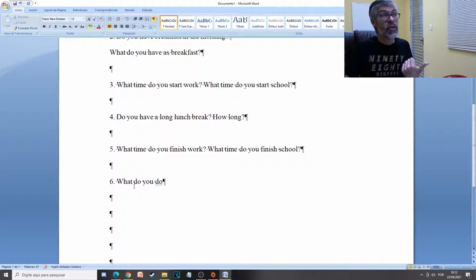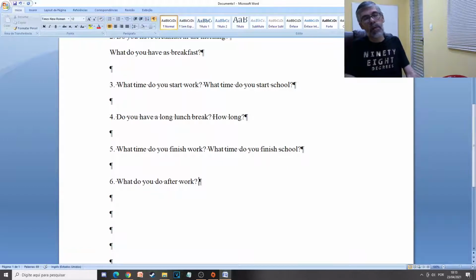But the first "do" in this question is the auxiliary one because the question is in the simple present tense. And if it's in the simple present tense, then we use the auxiliary "do". Yes, what do you do after work, for instance? What do you do after work? I go to the movies or I normally go to the gym and so on.